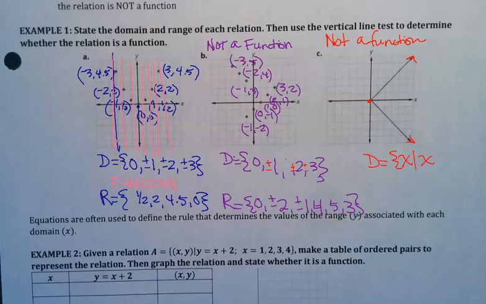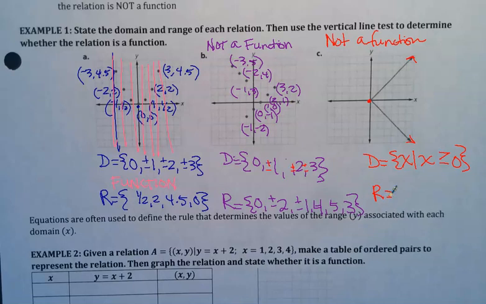X is greater than or equal to 0. The other one had a stopping and an endpoint. This one doesn't have a stop, it just has a start. So that's the only inequality we have: x is greater than or equal to 0. Starts at 0 and goes on. Perfect. How about the range then?